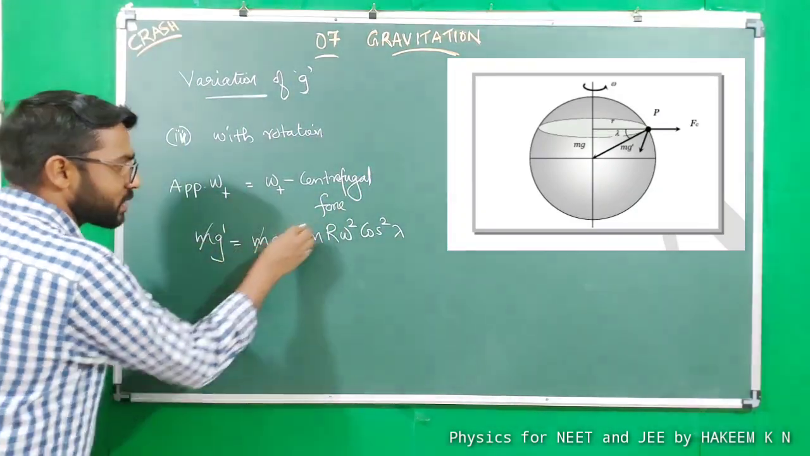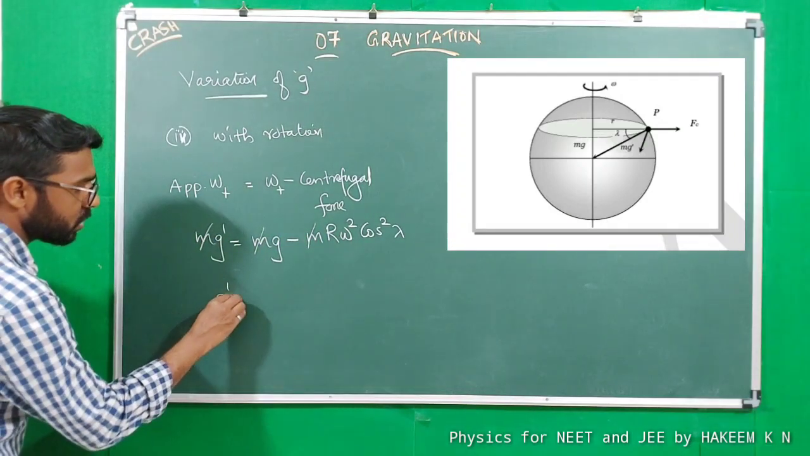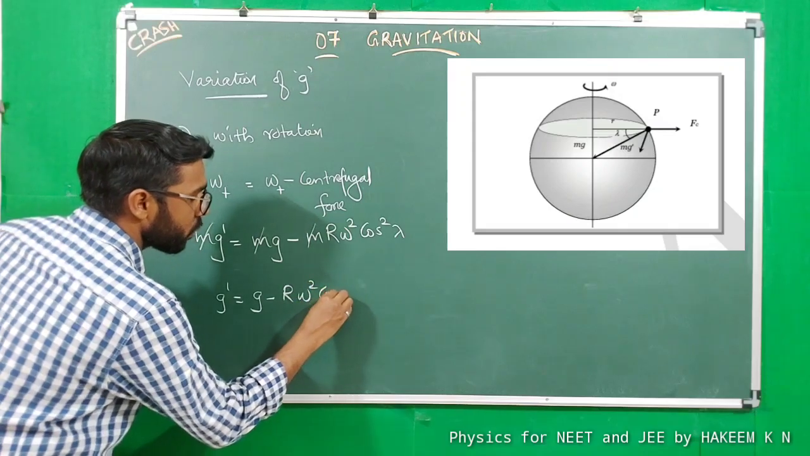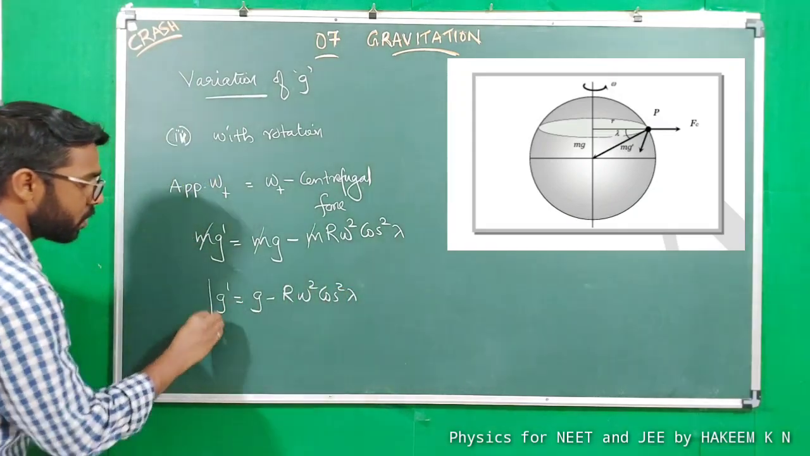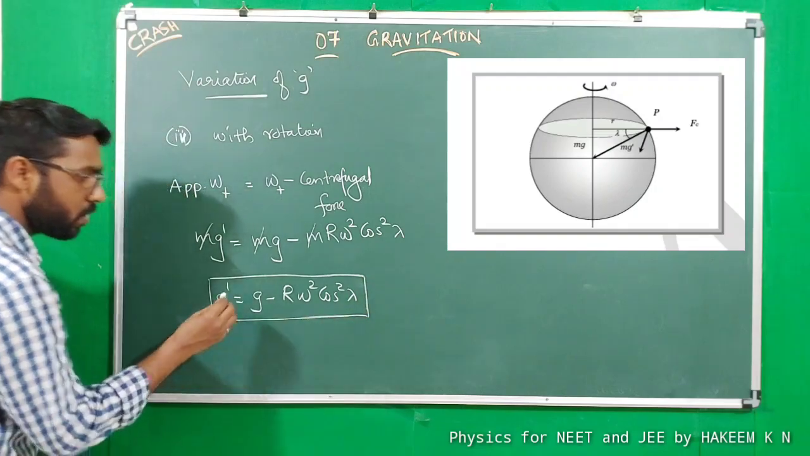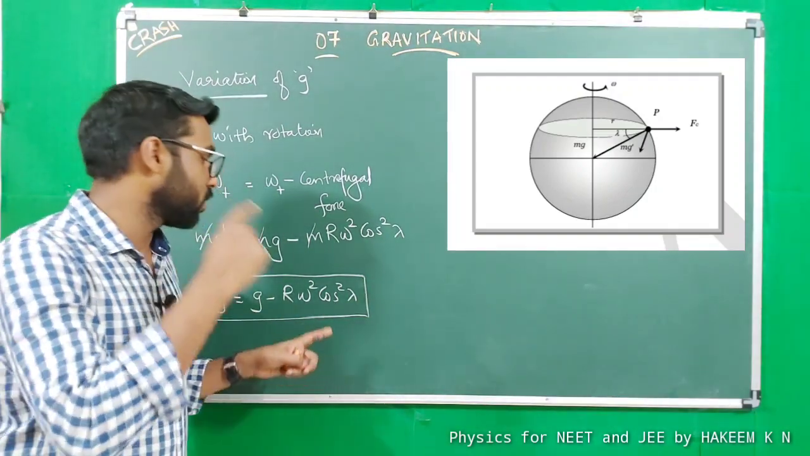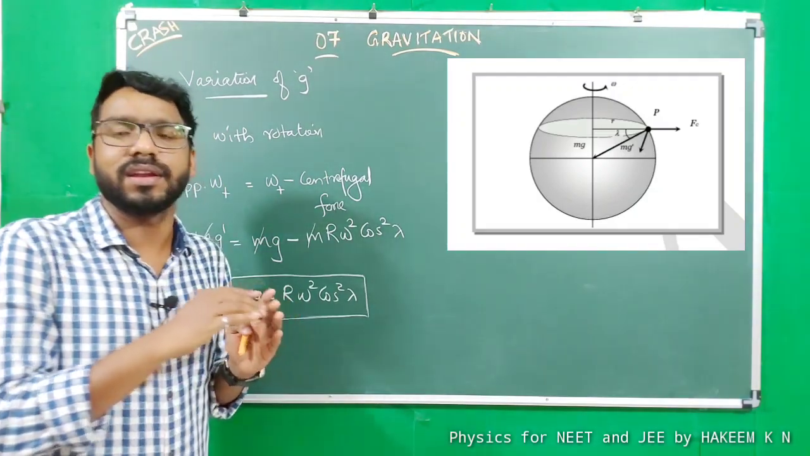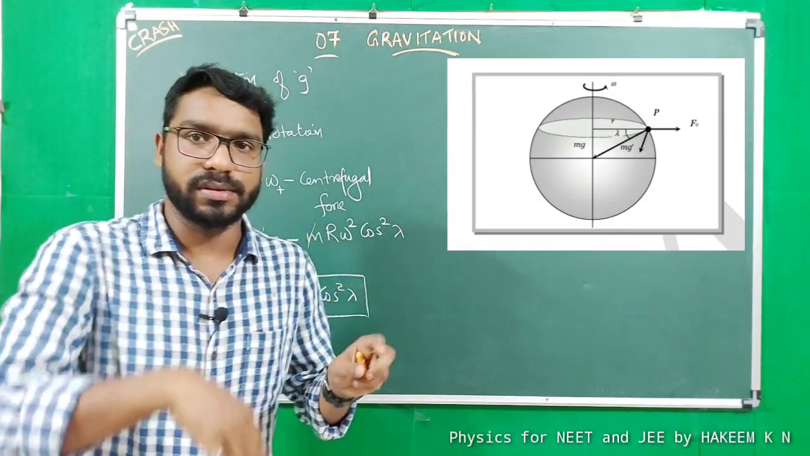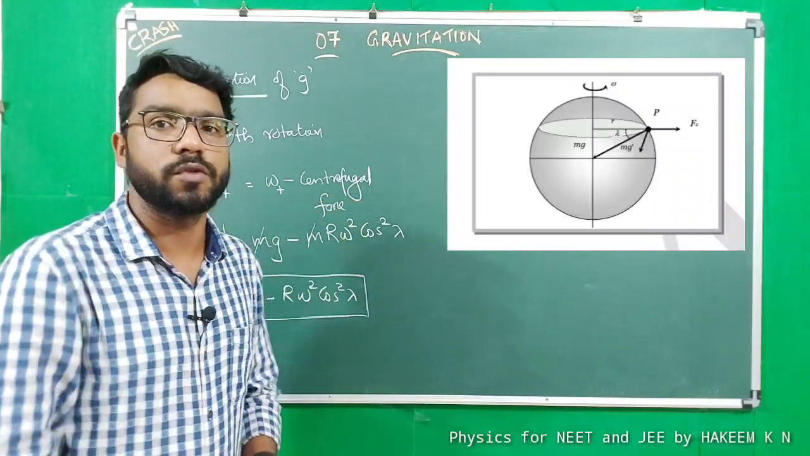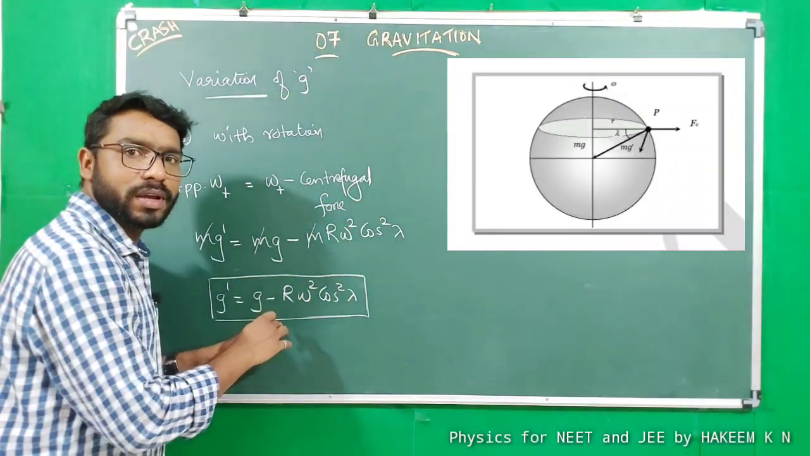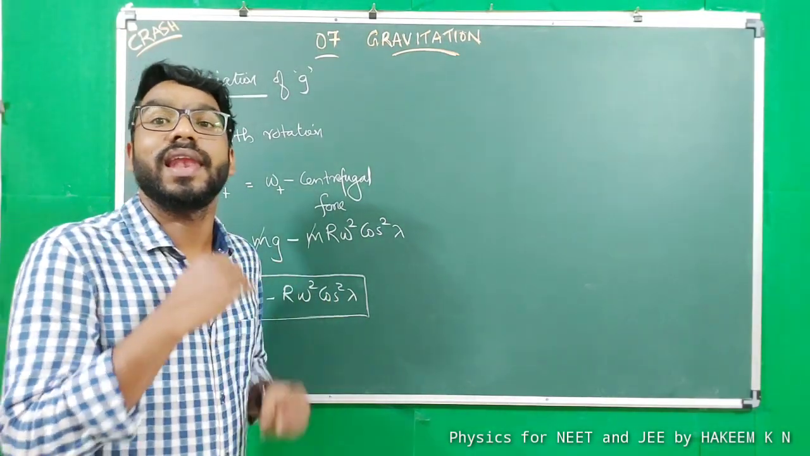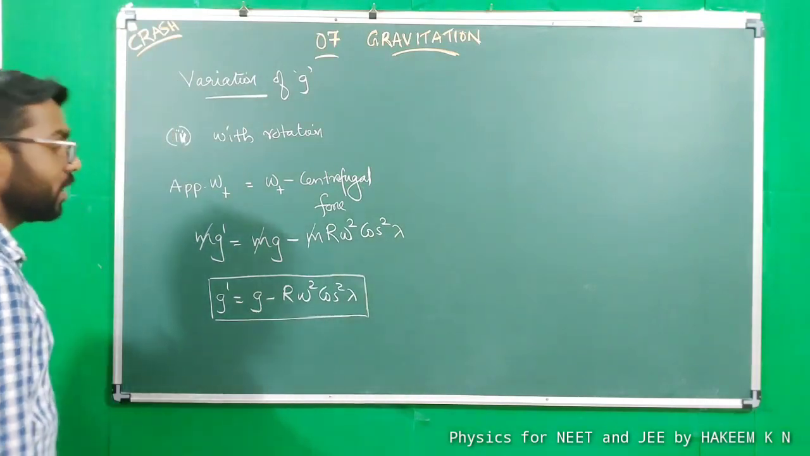Then m we can cancel out. G dash equal to what? G minus r omega square cos square lambda, where r is the radius of Earth, omega is the angular velocity of Earth's rotation. That omega we can find as 2 pi by T. Okay, time period is 24 hours. By giving that value you will get omega. And what is lambda? Lambda is the latitude.